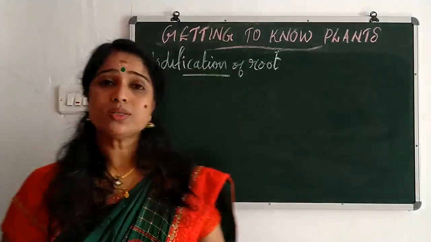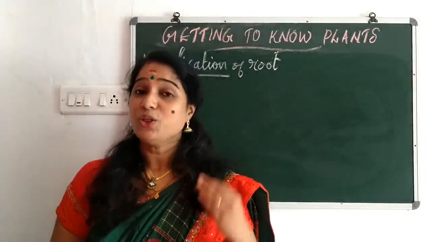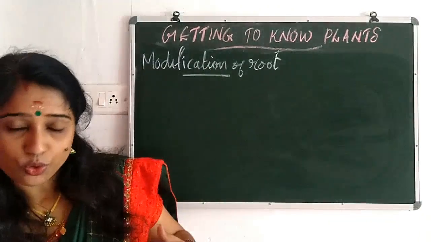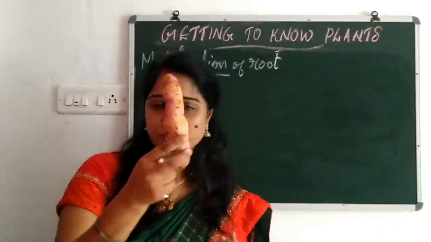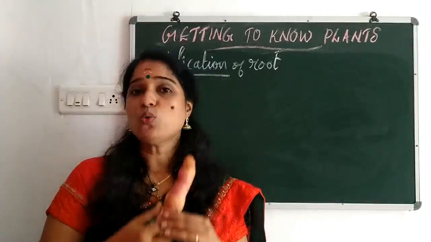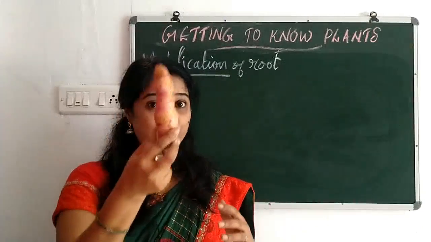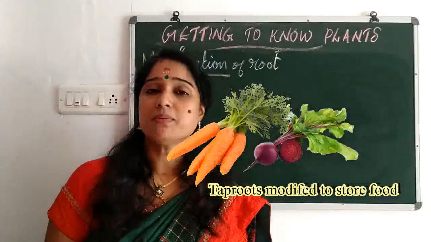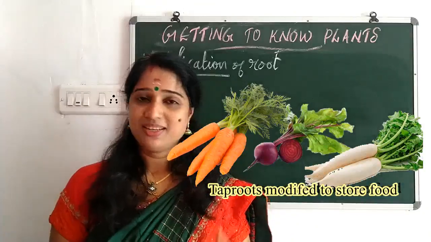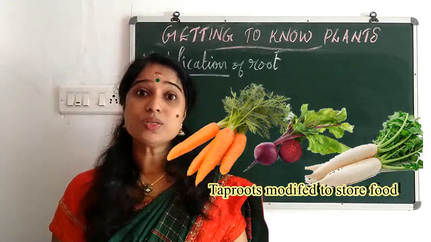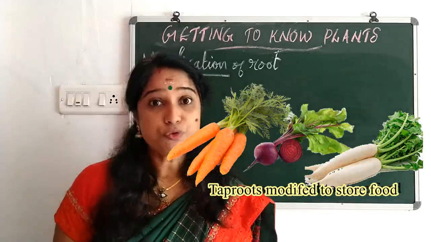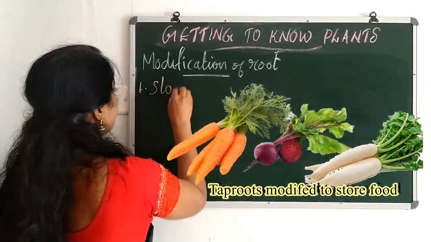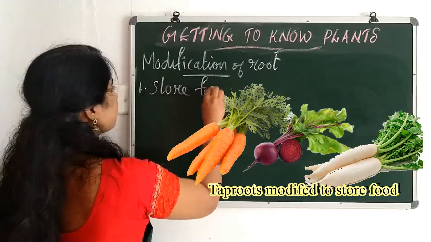So you know for what the roots are getting modified? Yes. The roots are getting modified to store the food. First function is that, typical example, sweet potato. Here the roots are getting modified to store the food. Not only that, carrot is an example, beetroot is an example, radish is an example. These are some of the examples of roots that are modified to store food. So first is that roots are modified to store food.